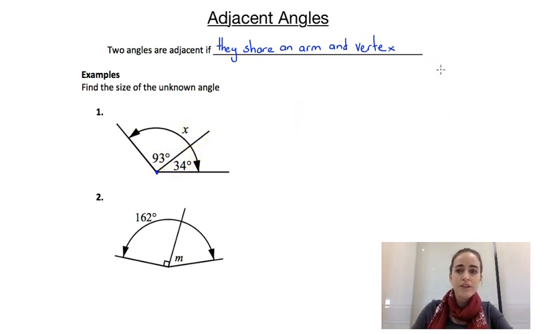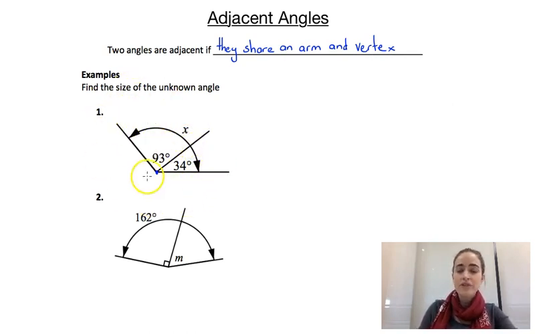They wouldn't be adjacent if you had, for example, an angle going like this. Even if it shared the same arm, if it came off somewhere else, so that they had one vertex here and one vertex here, then those two angles aren't adjacent. So they have to share a vertex and an arm. All right, so let's have a look at how we can use that to find sides.